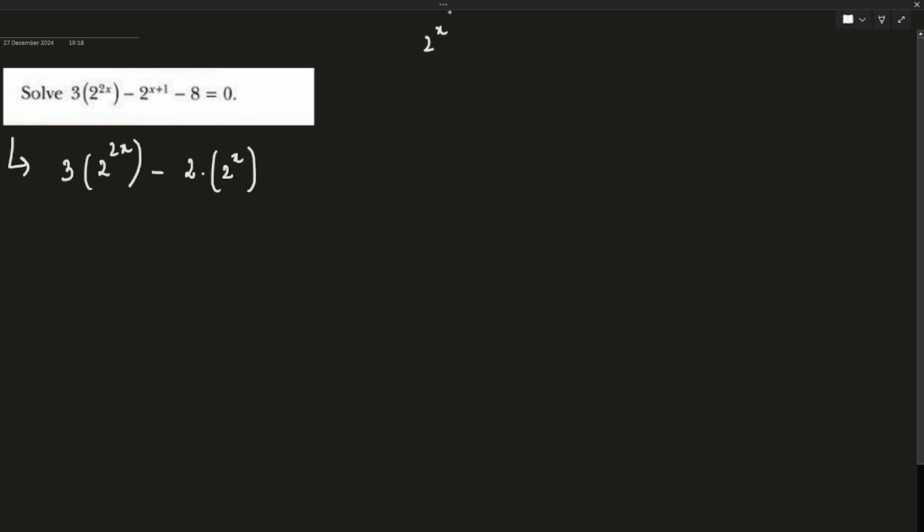We know that 2 to the power x plus 1 is equal to 2 to the power 1 into 2 to the power x. When you have the same number as base and different exponents, this is the property of exponents: you just write the base number as it is, and when they are in multiplication with each other, you just add the powers.